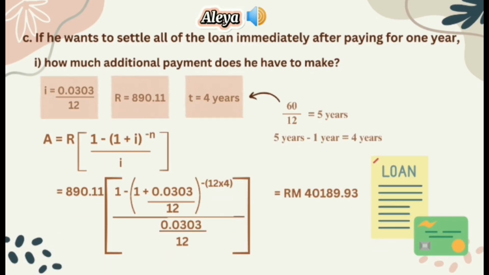Question C consists of two questions. If he wants to settle all of the loan immediately after paying for 1 year, how much additional payment does he have to make? From the information given, we already know that i equals 0.0303 divided by 12, R equals 890.11, and t equals 4 years. Now, how did we get 4 years? The question has already stated that there are 60 equal monthly payments. 60 divided by 12 equals 5 years. The statement after paying for 1 year in question C indicates that there are only 4 years left.